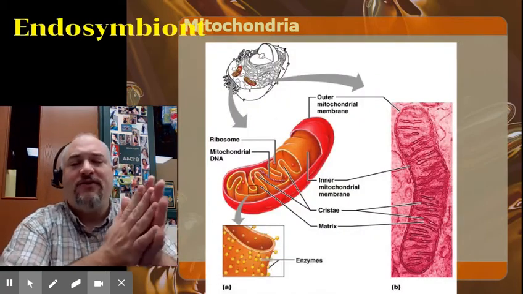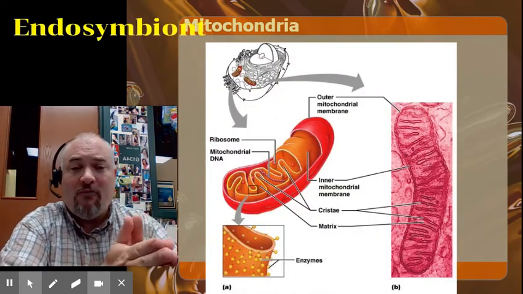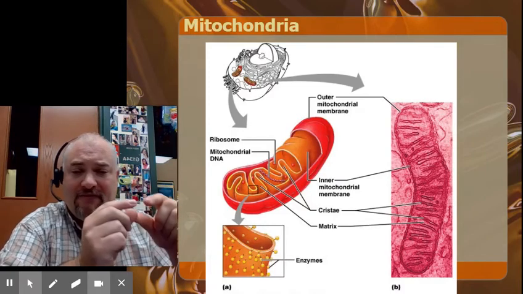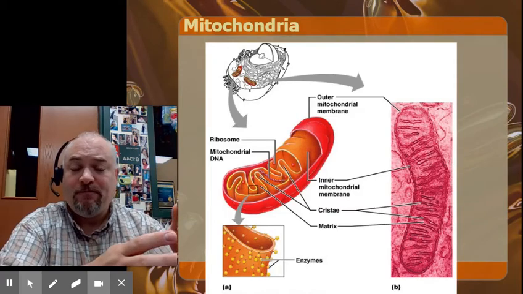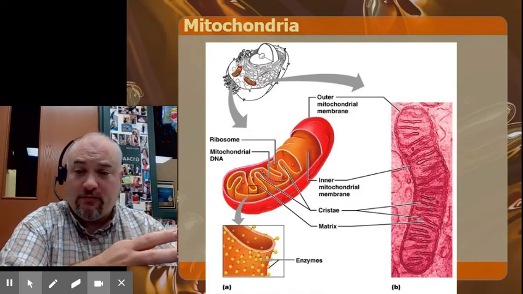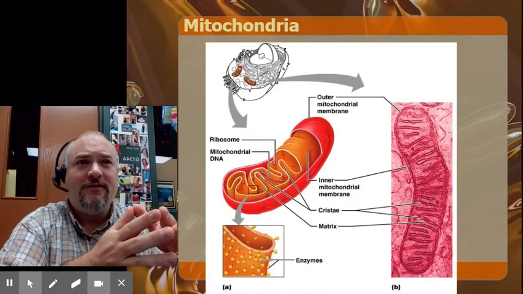And there is something called the endosymbiont theory on why that is. The mitochondria have separate DNA from your chromosomal DNA that's in your nucleus. Okay, they reproduce on their own. Okay, and you'll hear about this sometimes in the news.